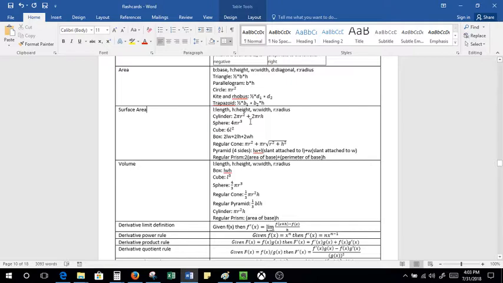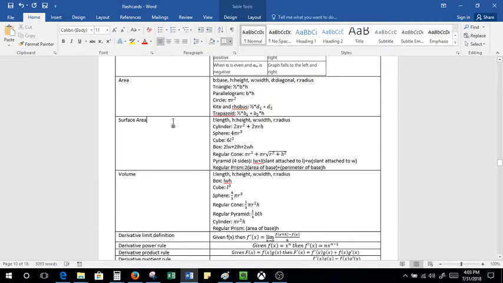Surface area, so we're talking about a three-dimensional object. If we want to know about a box, like how much cardboard there was, we don't care about how much we can fit in it. We want to know how much cardboard it would take to actually fold the box into existence. Here we're talking about length, height, width, and radius.